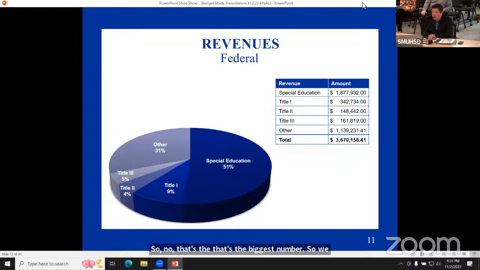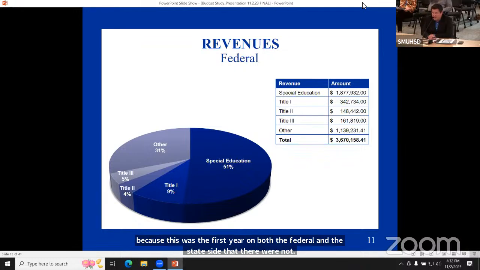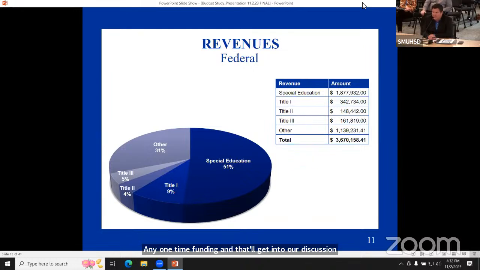Moving on to federal revenues, we receive a little over $3.5 million. It's important to note in state and federal revenue, you won't see those one-time funding numbers right now because this was the first year on both the federal and the state side that there was no one-time funding. And that'll get into our discussion of the step down of those one-time expenditures.